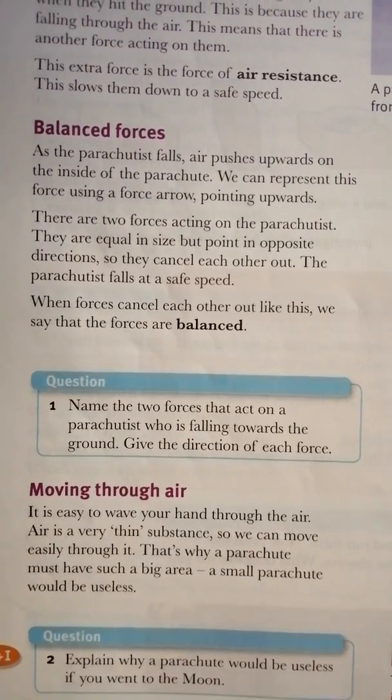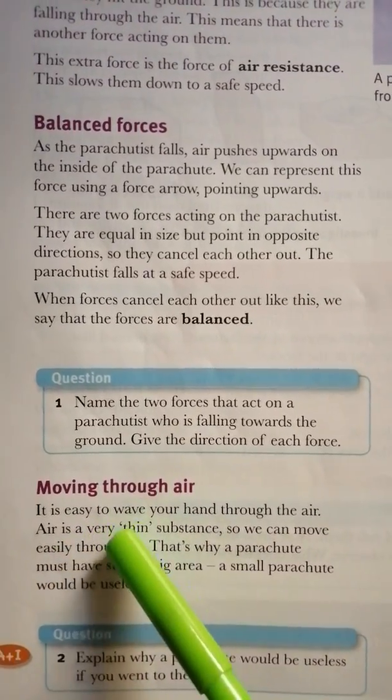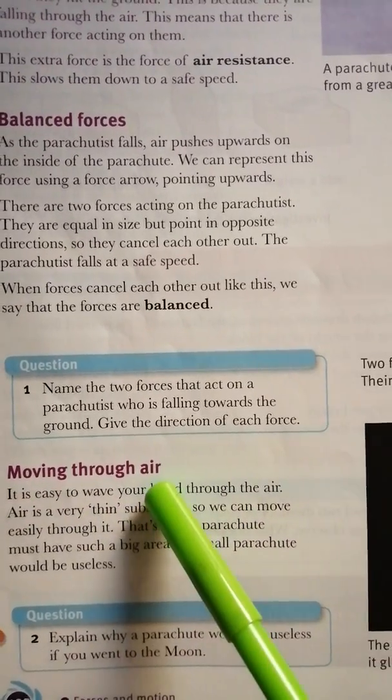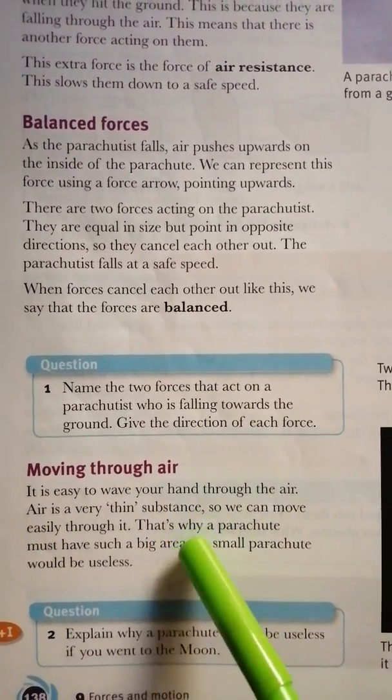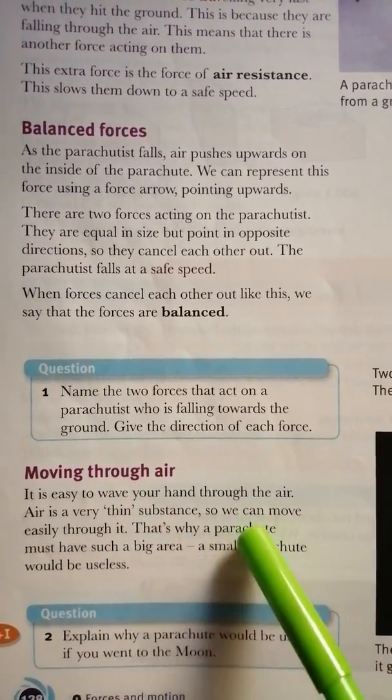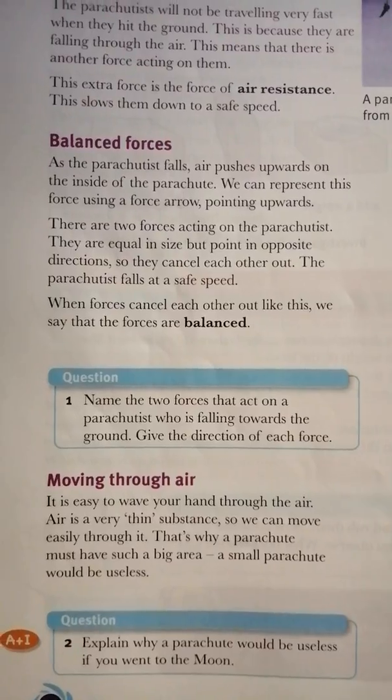Moving through air. It is easy to wave your hand through the air. Air is a very thin substance, so we can move easily through it. That's why a parachute must have a big area. A small parachute would be useless.